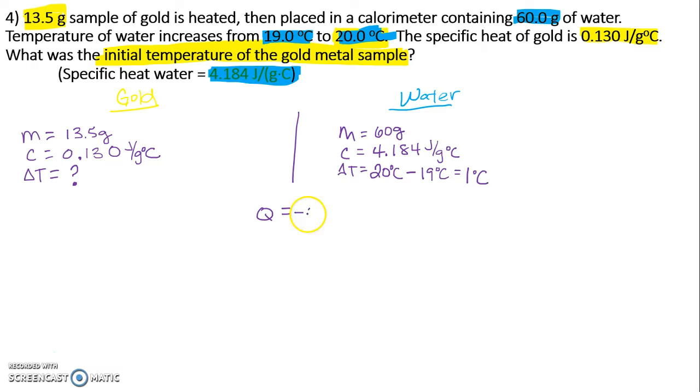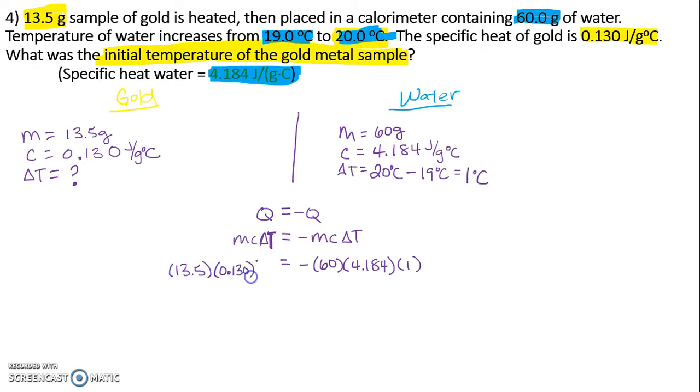And then remember that we're just going to plug this in. So Q equals negative Q. You don't have to write that, but it might help you. So I'm just going to plug these in. Again, this is unnecessary writing, but if it helps you keep track of your thinking, you do that. So I've got negative 60, 4.184, and 1. And over here I have 13.5, 0.130, and delta T. That's my unknown.